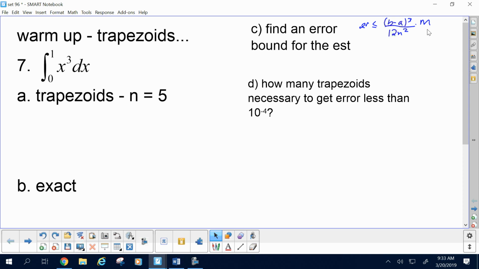All right, where are we at? A, B, C, D? Proceed. Checking your progress. I have 13/50ths for A, 1/4 for B, obviously. C, I got 1/50th. And I'll let you finish D, and then we'll talk about it.